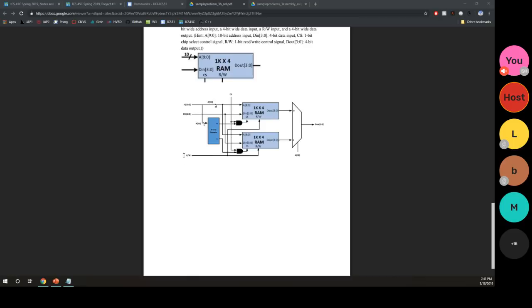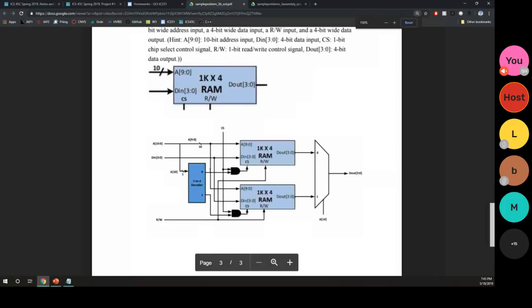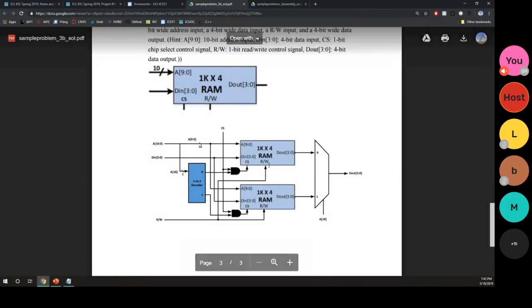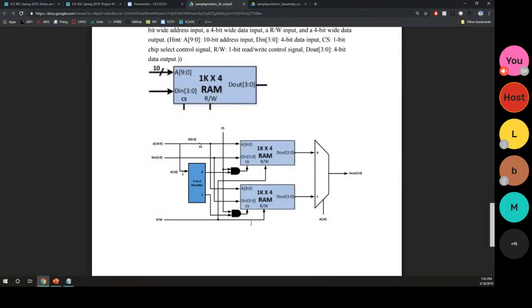But in this case, you can see something different: the read/write signal doesn't have to be ANDed or have anything else done to it. It just goes directly there, whether it's going to be 0 or 1, and that's because we have our chip selector.